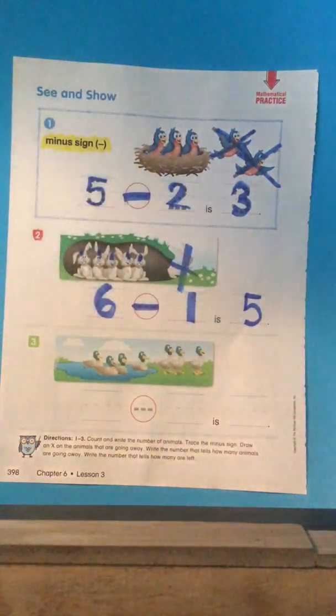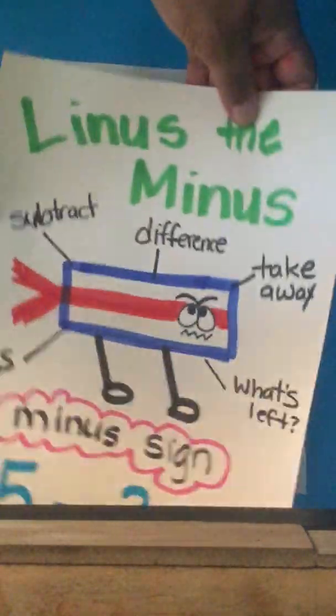And remember, we're using appropriate numbers. Don't go underground. Numbers don't go underground. Nope, nope, nope. And don't go to the sky. Okay, we'll have some fun doing your math. And don't forget, who are we learning about? Linus the Minus.